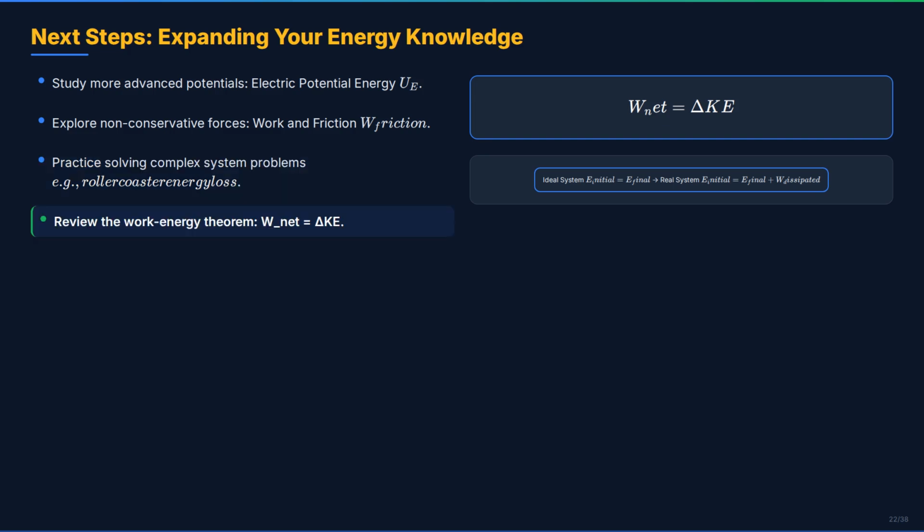Keep practicing the energy conservation equation. It is the cornerstone of classical mechanics. Keep asking, where did this energy go?